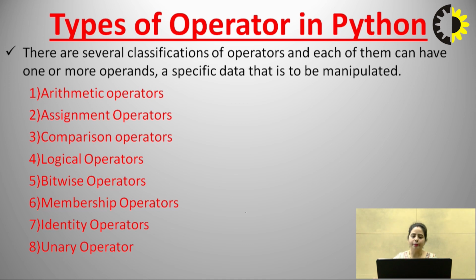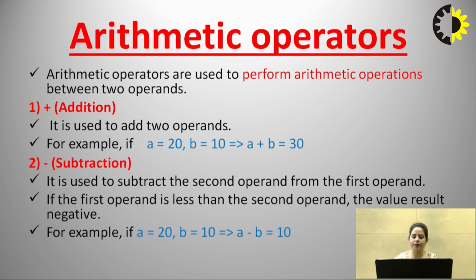Now coming to our main topic, the types of operators we use in Python. We use a lot of operators in the Python programming language. We have grouped these operators into 8 different categories. These are the 8 categories where we have put all the operators that we use in Python. First is the arithmetic operator, then the assignment operator, then the comparison or relational operator. After that comes the logical operator. After that the bitwise operator, membership operator, identity operator, and unary operator. Now let's discuss them one by one.